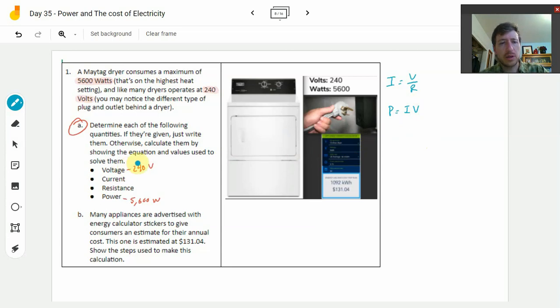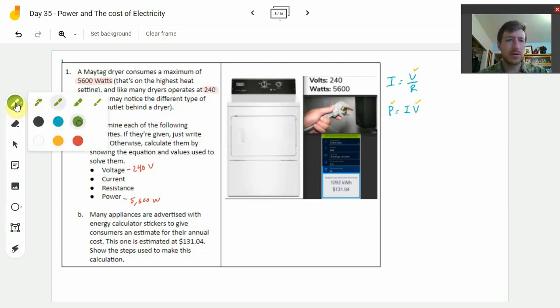Now so far, in this situation, we know voltage and we know power. So if we look at these two equations, right? In Ohm's law, we have one known and two unknowns. So we can't solve for current or resistance using this one. But here in the power equation, we have two knowns and one unknown. So here we can actually solve for the current. Let's go ahead and do so.